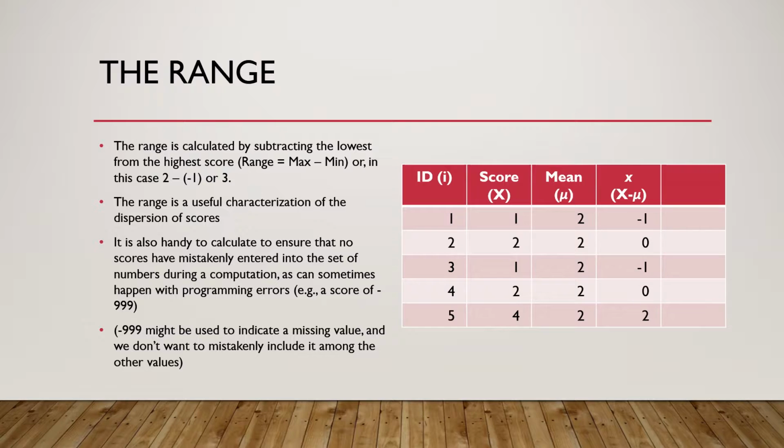The range is calculated by subtracting the lowest from the highest score. So range equals maximum score minus minimum score, or in this case, that would be 2 minus -1, or 3. The range is a useful characterization of the dispersion of our scores, and it's also handy to calculate because it helps ensure that no scores have mistakenly entered into the set of numbers during a computation, as sometimes can happen in programming errors. For example, we might use a score of -999 as a missing value, and we want to make sure that that's not part of the range.